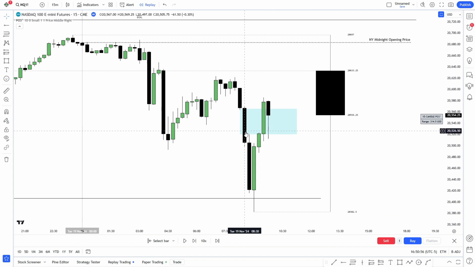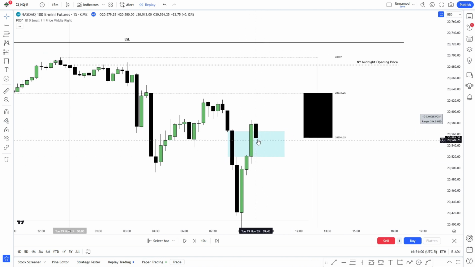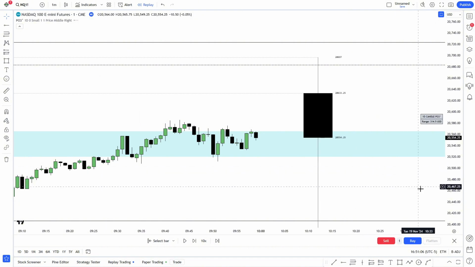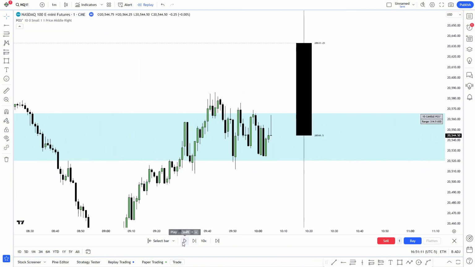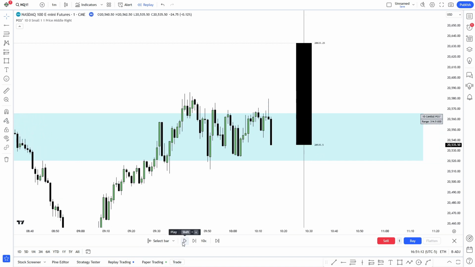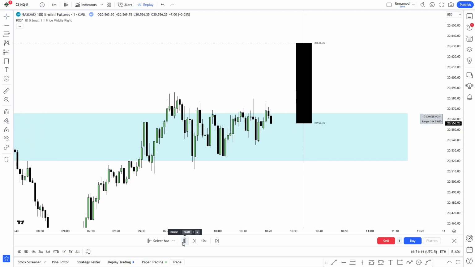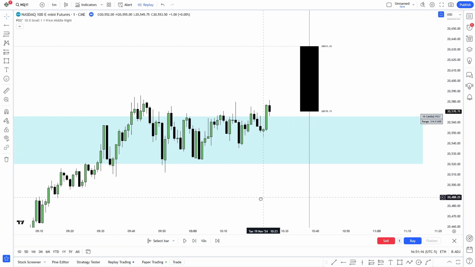Alright guys, now that I've gotten a retest of that inversion fair value gap on this candlestick right here, I'll then drop into my lower time frames to see if I can get any entry. So I'll now drop into a 1-minute time frame. Okay, so now I'm on the 1-minute time frame. Let's see if we can get any displacement. Okay, nothing yet. Okay, right there guys, see that?